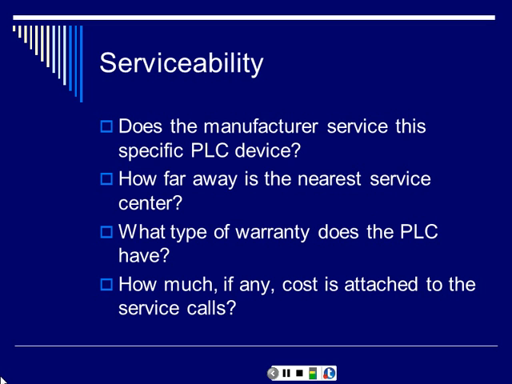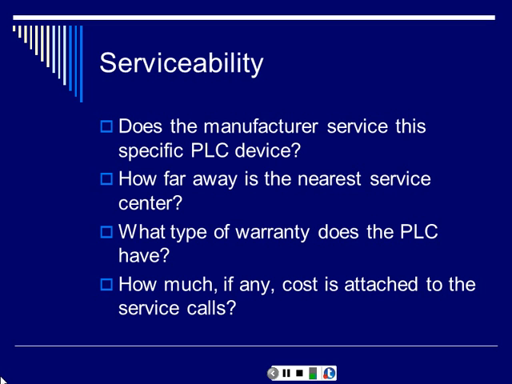And that's another issue. If they've got to get a flight out of here, what if they're snowed in? So downtime is another issue, depending on how far they are away. What type of warranty does it have? Do they have a replacement warranty where they'll send me a new one and I can ship the old one back? Or how much, if any, cost is attached to the service calls? So that's back to that travel, right?